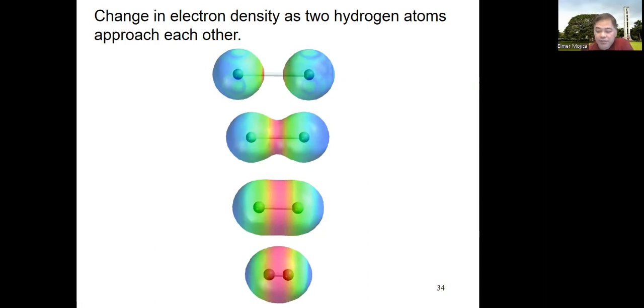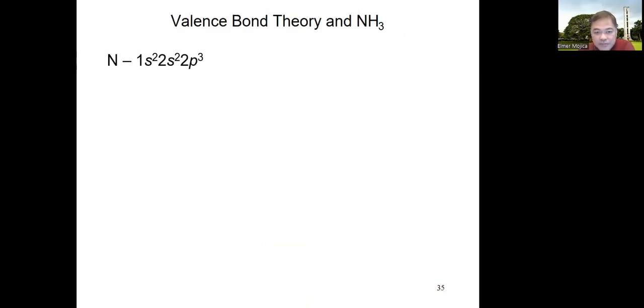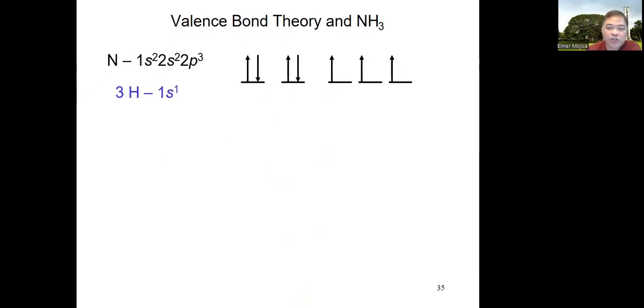Now, VBT gives a clearer picture of the chemical bond formation compared to the Lewis structure or Lewis theory. VBT states that a stable molecule forms from reacting atoms when the potential energy of the system has decreased to a minimum. So for instance, nitrogen reacting with hydrogen to give you ammonia. How does the covalent bond form?